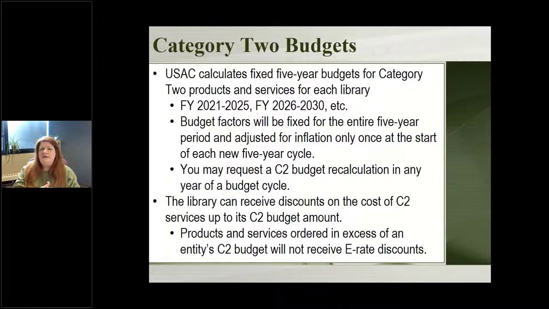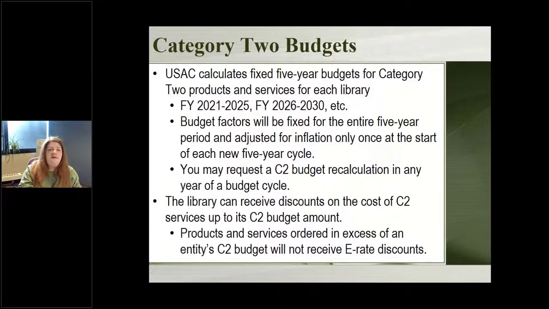They did a pilot project of this over the last 5 or 6 years to figure out how this would work and if it was good, and they seemed to like it, and it worked, and libraries were getting their money. So now it is an official way of calculating this. At the beginning of that five-year time period, they decide how much you're going to receive.